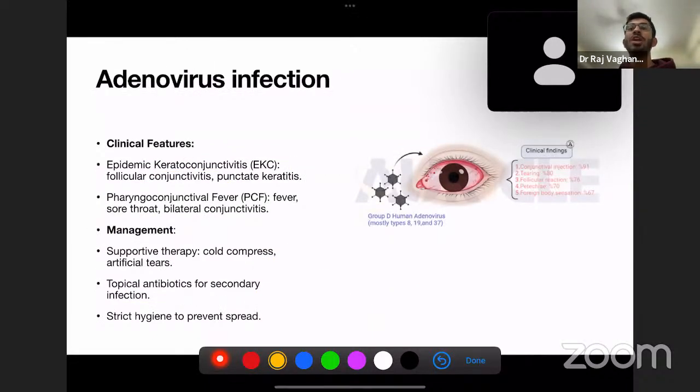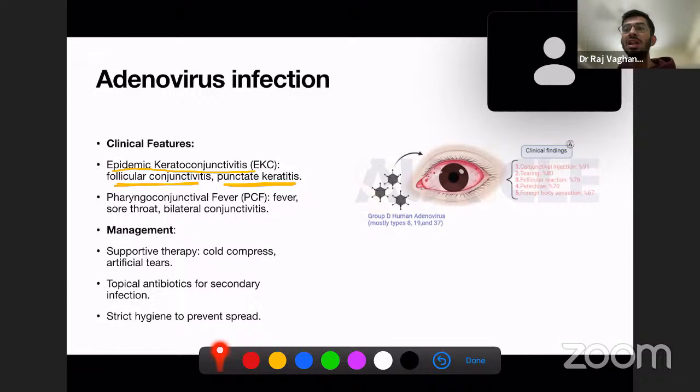Now adenovirus infection. On the right-hand side, you can see the diagram. It causes infection mainly in the conjunctiva, with conjunctival congestion or conjunctivitis. The clinical features include epidemic keratoconjunctivitis, follicular conjunctivitis, and punctate keratitis. You can see there are follicles present on the conjunctiva, these red ones. Punctate keratitis means there are punctate lesions on the cornea.